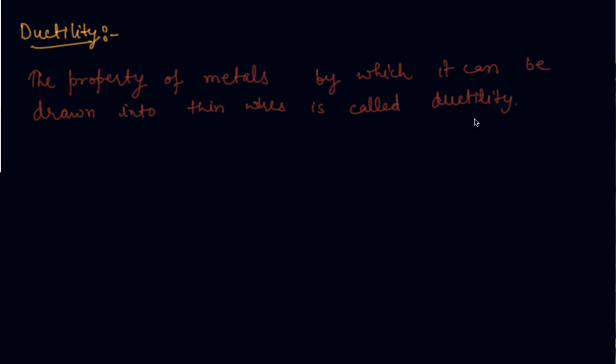In malleability we convert the metal into thin sheets, and in ductility we convert the metal into thin wires. So this is the difference between these, and you can also test this property at home by beating an iron nail. Beat it like that and it will convert into a thin wire. So you can check that an iron nail is also a metal.